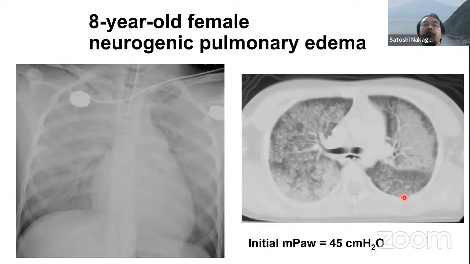We had this patient several years ago. This is an 8-year-old female infant with neurogenic pulmonary edema after a motor vehicle accident. She had very severe hypoxemia, and her oxygenation improved with a mean airway pressure of 45 centimeters of water with high frequency oscillation. Before that, the oxygenation did not improve. So she responded to the kind of recruitment maneuver with the higher mean airway pressure.